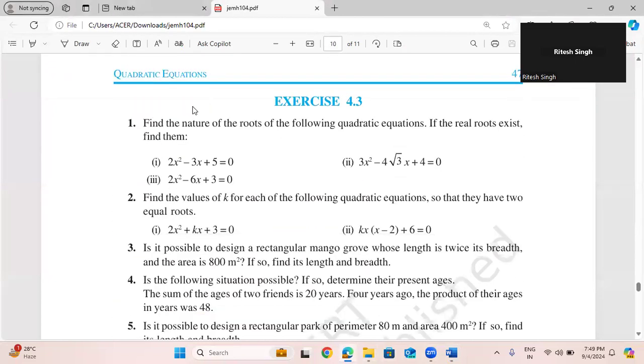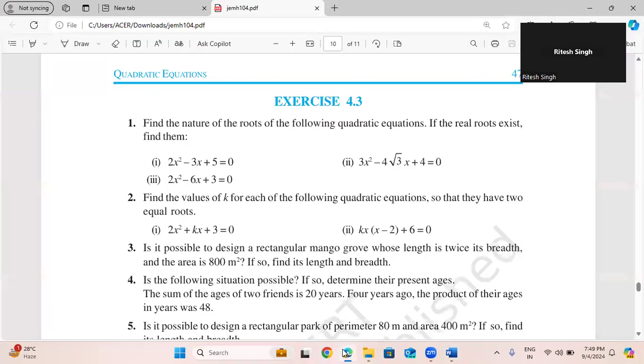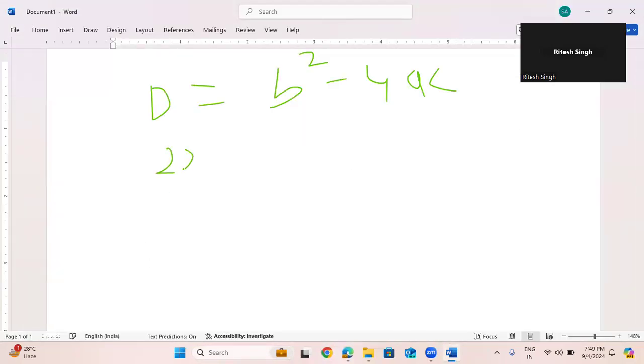Right. First, what is it saying? You have been given an equation. You have to find the nature of roots. If a real root exists, then we have to find the value of x. So the first method I told: how will you find that? You will have to take the value of d. D is b square minus 4ac, right? And what is your equation? 2x square minus 3x plus 5 is our equation, right?